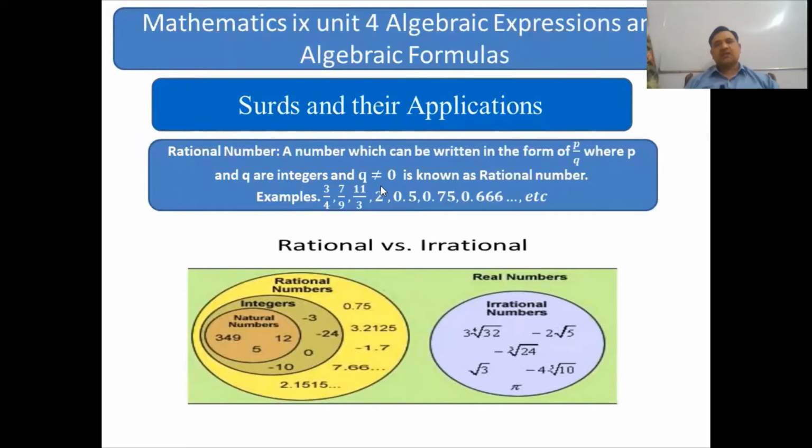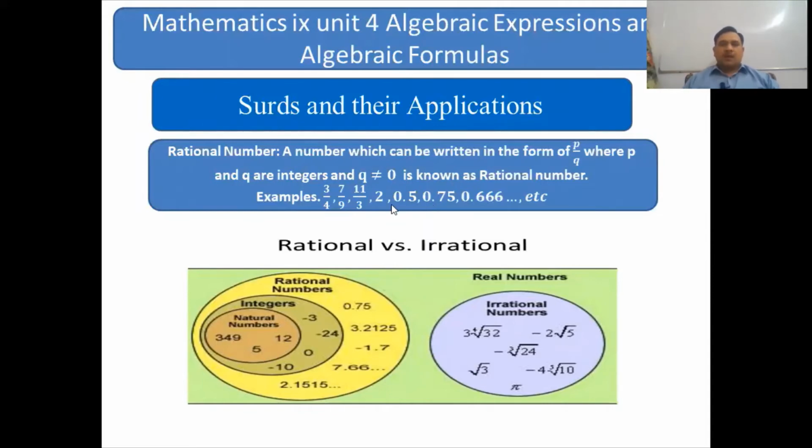So 2 is a rational number, 3 is a rational number, similarly 4, 5, and all whole numbers are rational numbers. Now we'll discuss numbers which are in the form of a decimal, and how we can recognize whether they are rational numbers or irrational numbers.